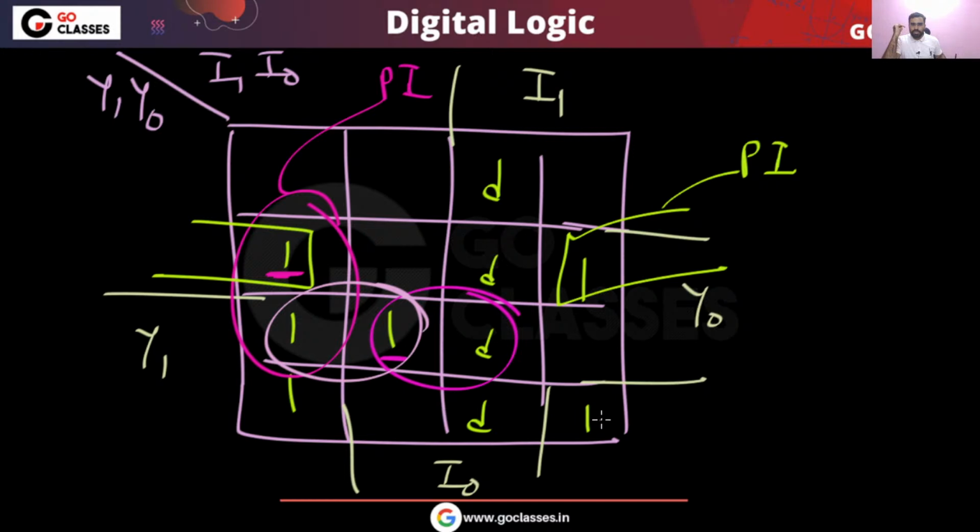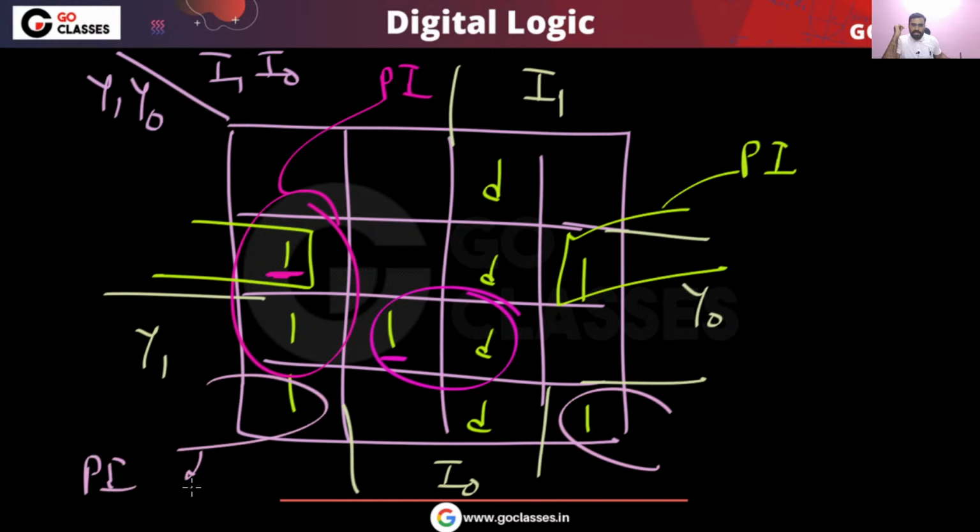For this one, how many choices? There is only one choice. So this is EPI. Oh, sorry, no, there are again two choices. So I can say this is a PI, and this is also a PI. Next, you can notice that this is also a PI. This is another PI, and you can check it out. So this is another PI. And finally, this is also a PI.